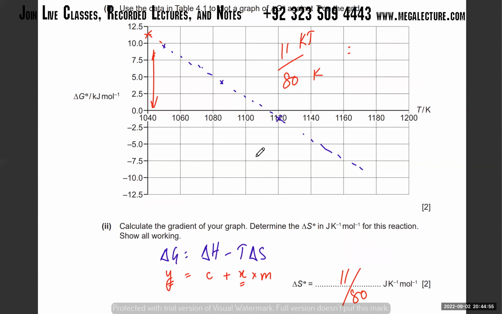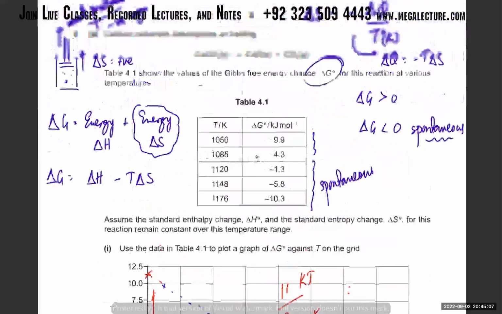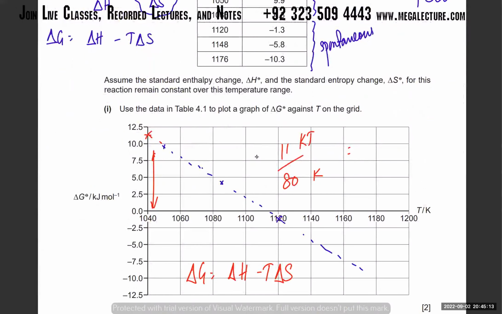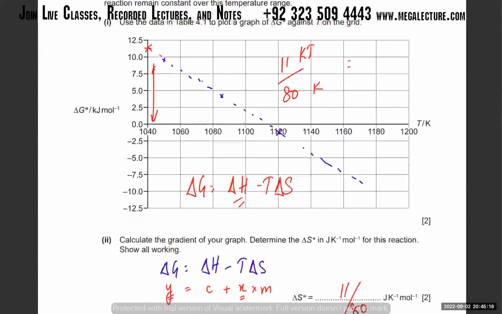There could have been another way to calculate delta S as well, which was that delta G is equal to delta H minus T delta S. Actually, there was no other way because I don't think they gave us delta H. So there is no other way because you don't have delta H. All you had was this graph, and you were supposed to compare it with the equation of a straight line. So if it was y against x, then m was the gradient, which was delta S over here.